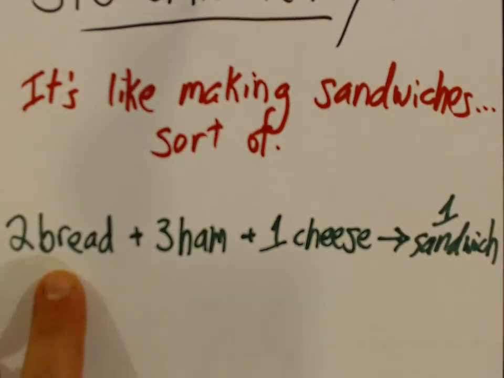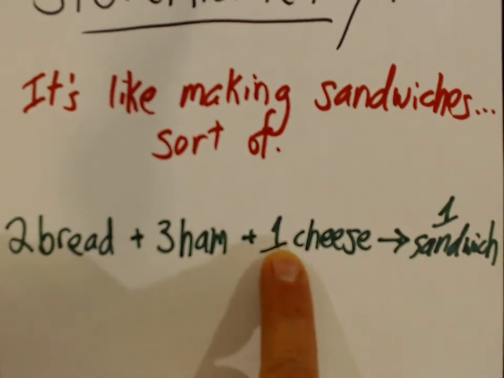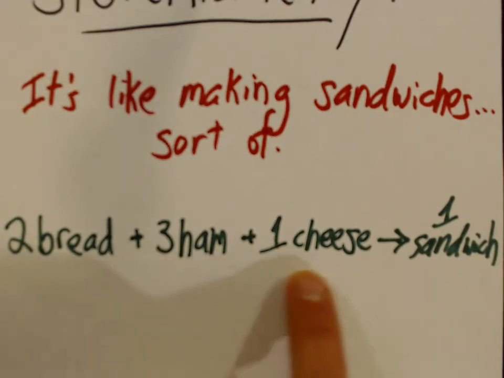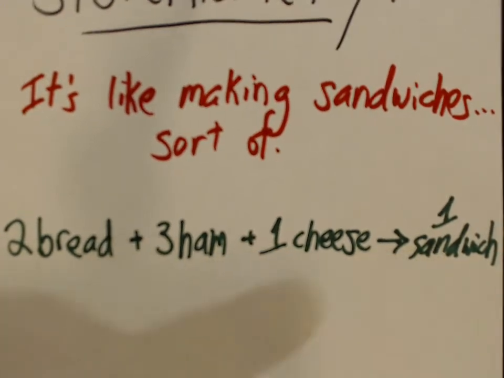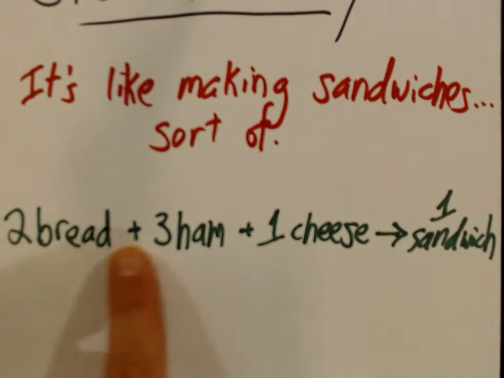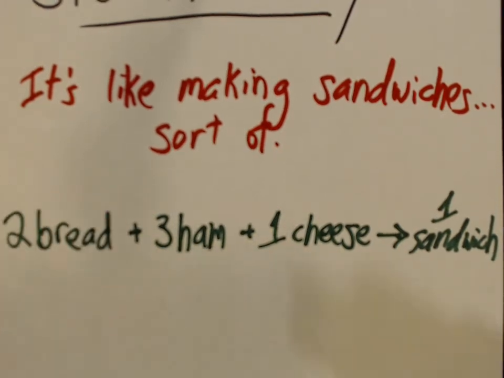a sandwich. 2 pieces of bread, 3 pieces of ham, 1 piece of cheese. Debatable. Some of you would put 12. Put those 3 things together and you will get one sandwich. Hooray. I did leave out the word pieces of, but I did that just for brevity's sake for these 3 things here. So there you go.